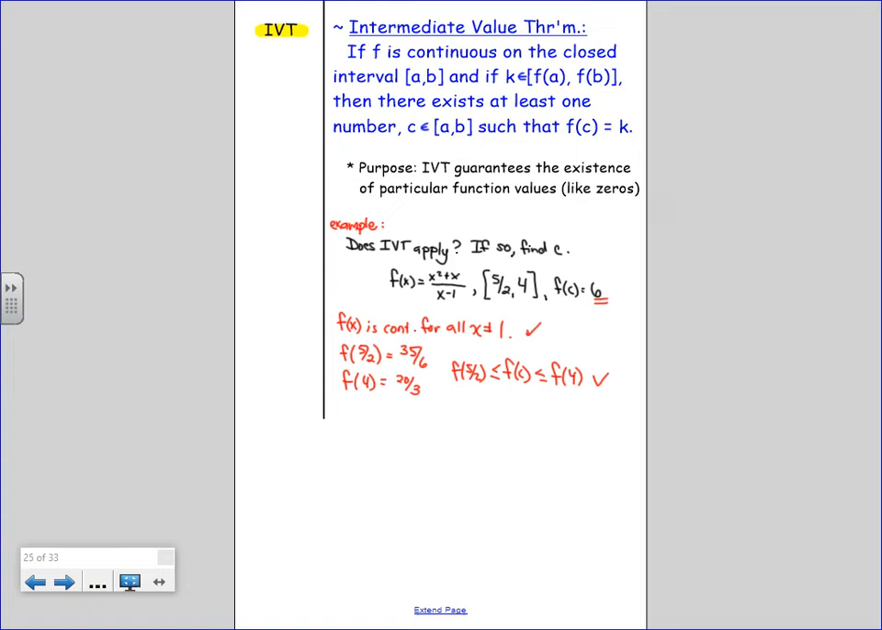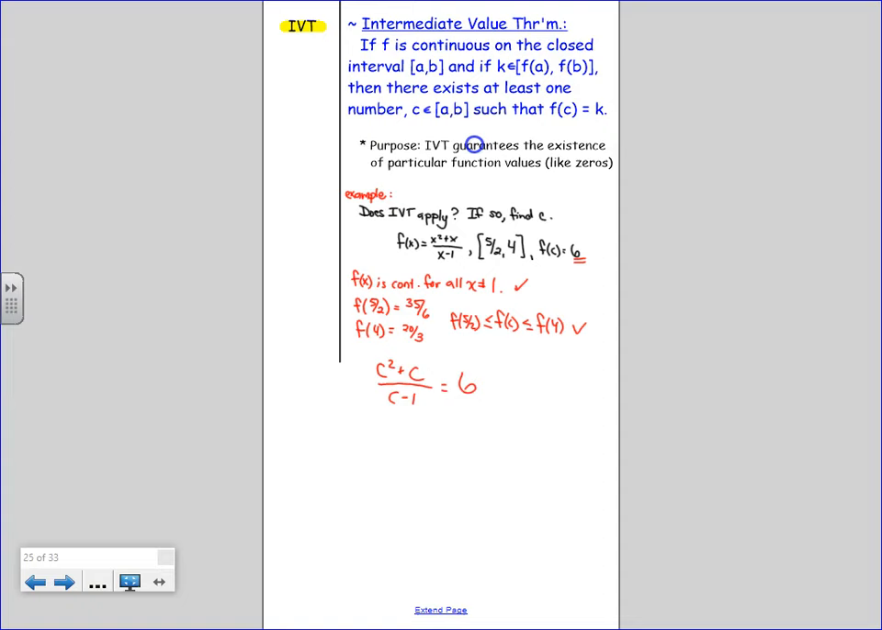Such that f of c, which would be c squared plus c all over c minus 1 if we were to be all specific, equals 6. True? Yes. So how do we solve? Cross multiply: 6c minus 6 equals, right? And then c squared. Does that look good?